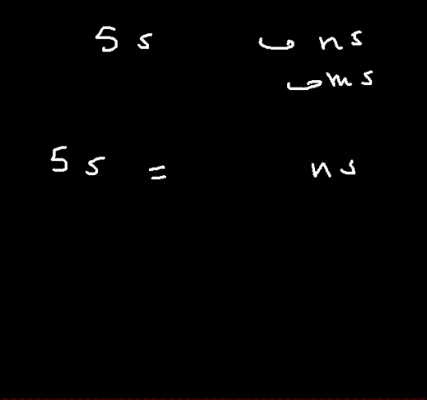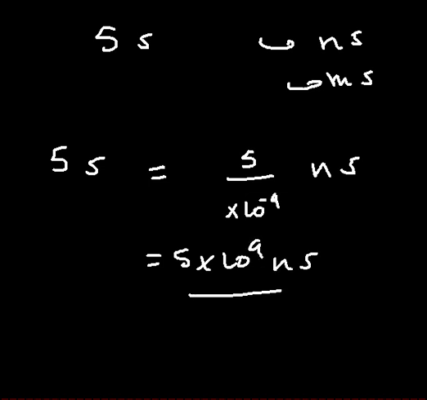Let's say we have 5 seconds, and we should have this in nanoseconds, or milliseconds. How should you have that? So 5 seconds is the same as having it in nanoseconds. But what is the value of the prefix we introduce? Nano, that is 10 to the power negative 9, and 5 is divided by that. This is the same as having 5 times 10 to the power positive 9 nanoseconds.